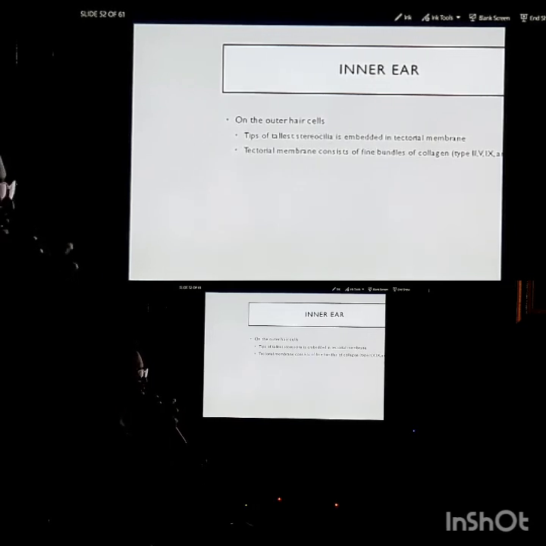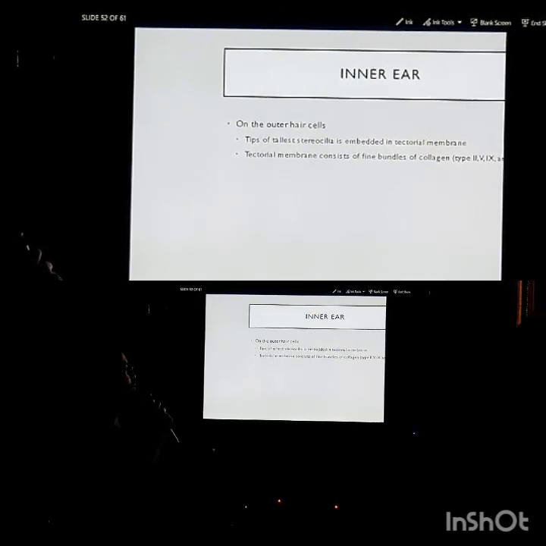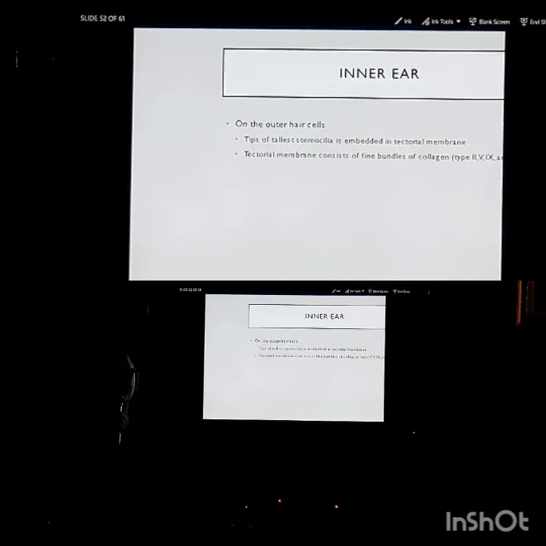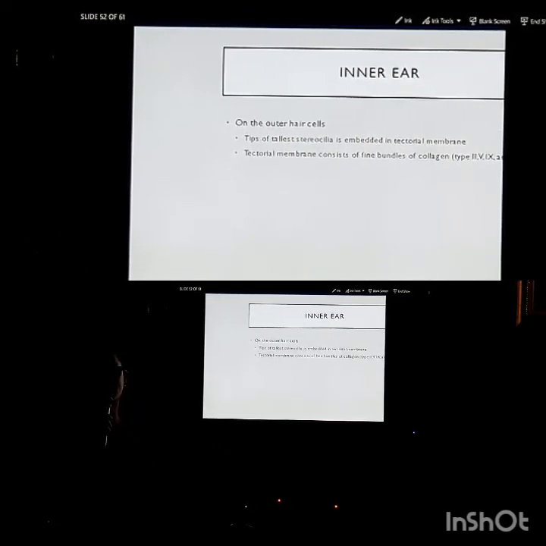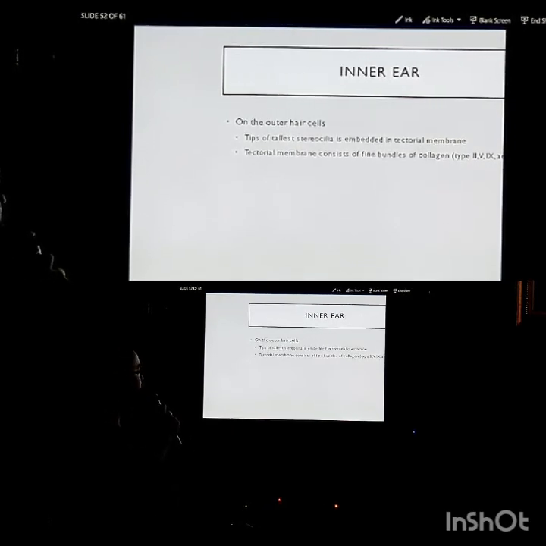So let's briefly touch on the outer hair cells. Their stereocilia are embedded in the tectorial membrane, which is composed of collagen, different types of collagen. So that's why in some patients with collagen vascular disease, they also have what? They also have hearing loss.